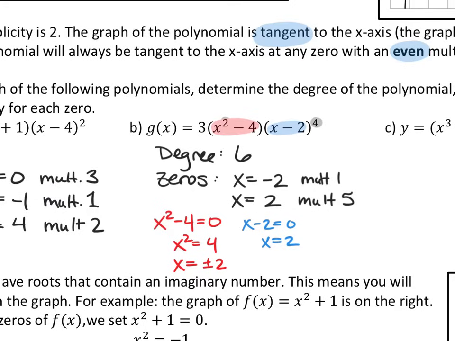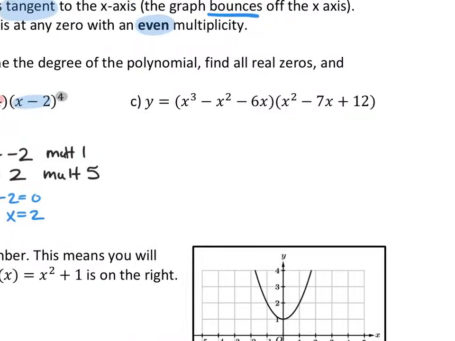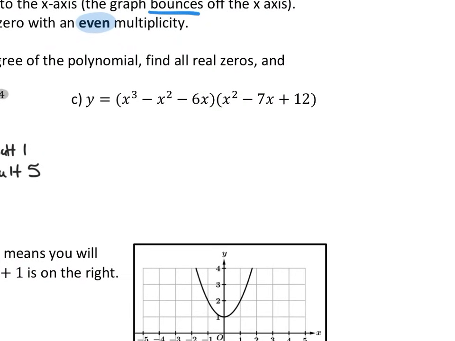Now that's fine and dandy, and these have been super duper simple, but what happens when you get a problem like C? Are these already in factored form? So which means we have to factor them first before we find the zeros. We can tell the degree without factoring though. What's the degree of this function?